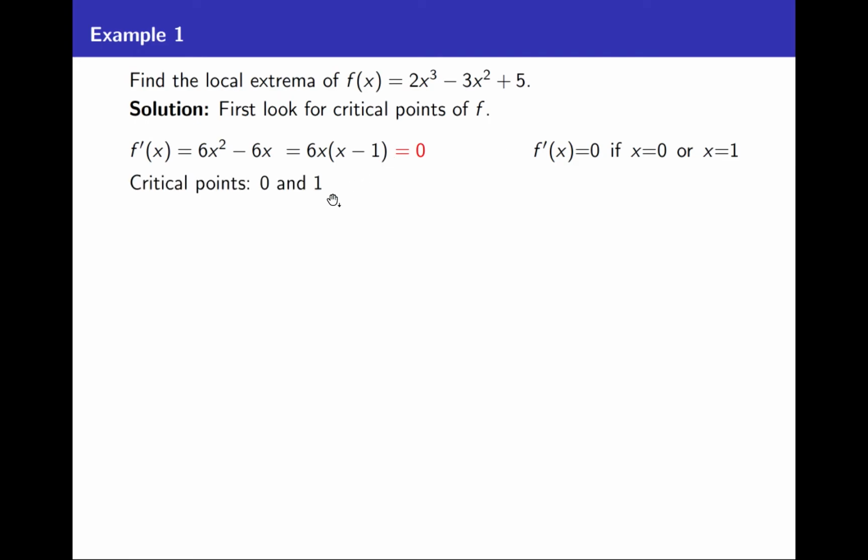So we've just carried out step 1 of our procedure. We've found the critical points. There are 2 of them, 0 and 1. We know that if we do have any extrema for this function, they are going to happen at these 2 critical points.